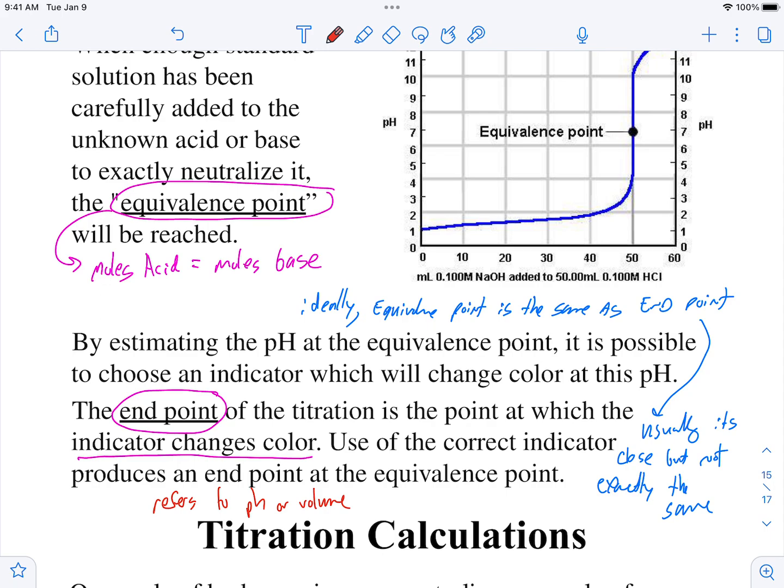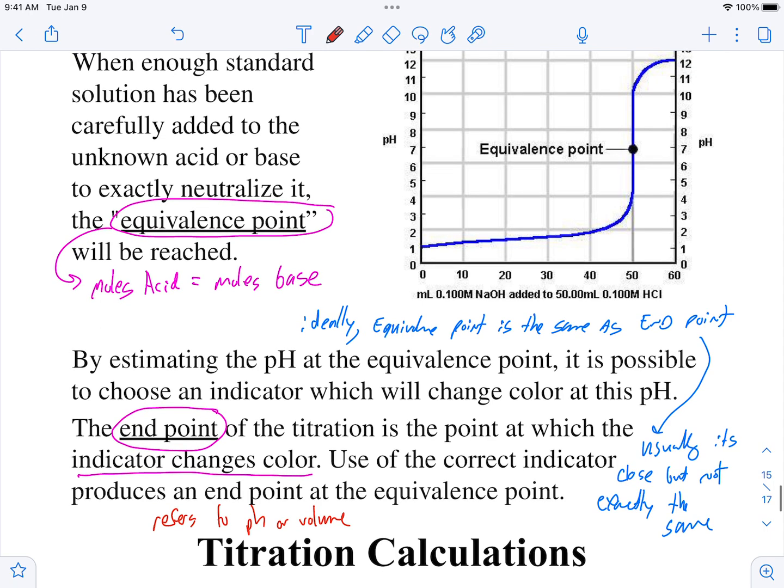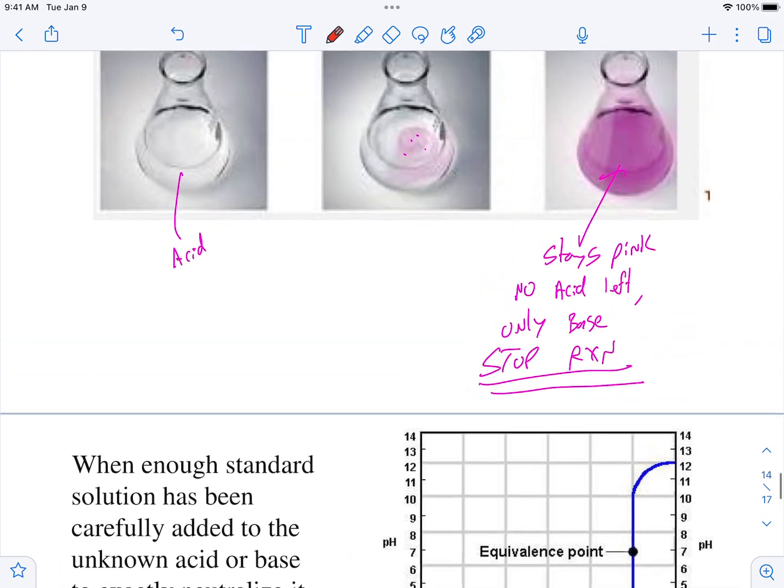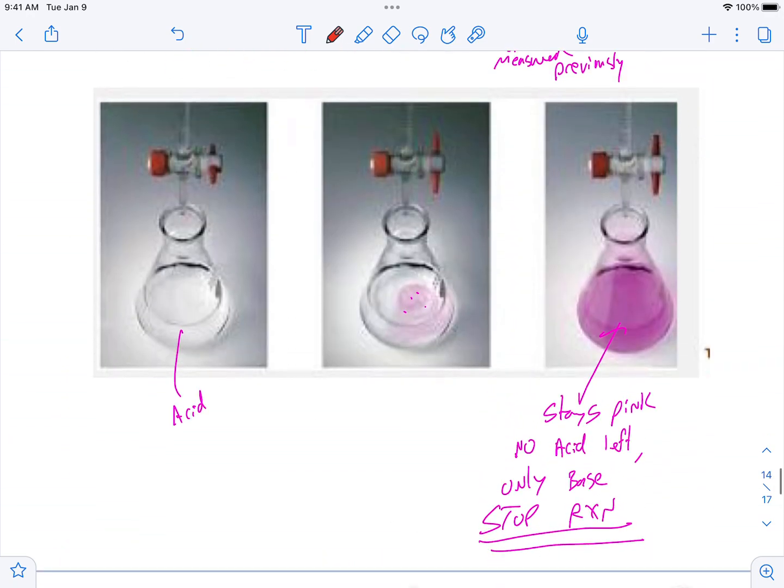So, for example, if in the previous picture here, we get to this color change, the fact that I'm calling it a color change means this is what? Is this the equivalence point or is this the end point? This is the end point. So this end point will take place at a pH of about 9. Ideally, I would like to stop adding base when the pH is at 7.